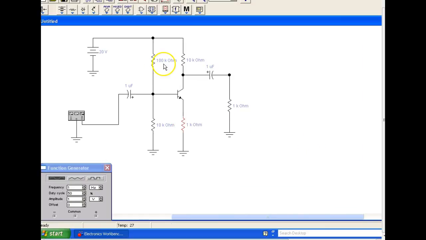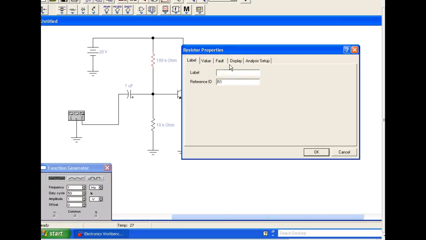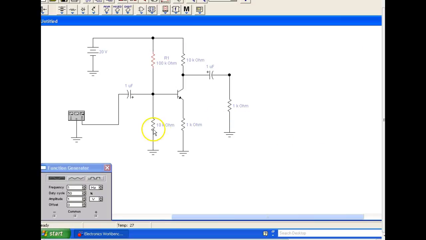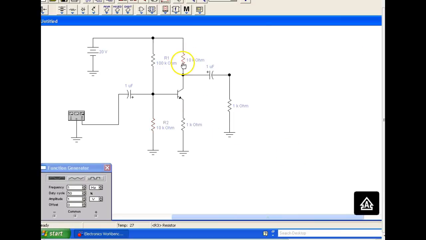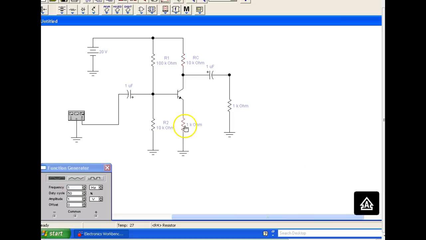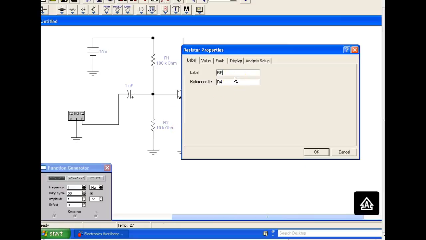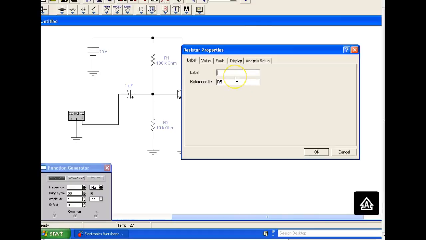And you can label these, by the way. If you double click right on the component itself, there's a label. So I can label this R1, and then I can label this R2, and then we call this one here what? We call this RC, and we call this one RE. And then we'll call this one right here RL.